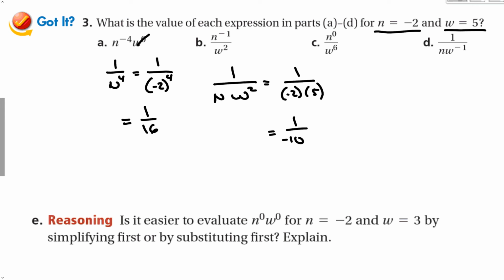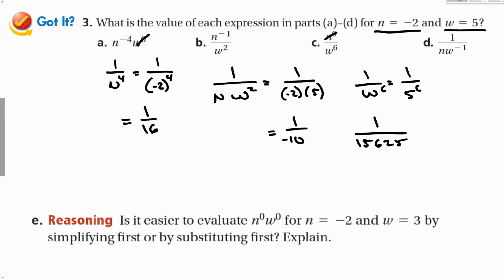Okay. For part C, that just goes away, and we have 1 over w to the 6th, which is 1 over 5 to the 6th. Going to be a big number, but that's okay. With my calculator, I can just get this as 15,625.